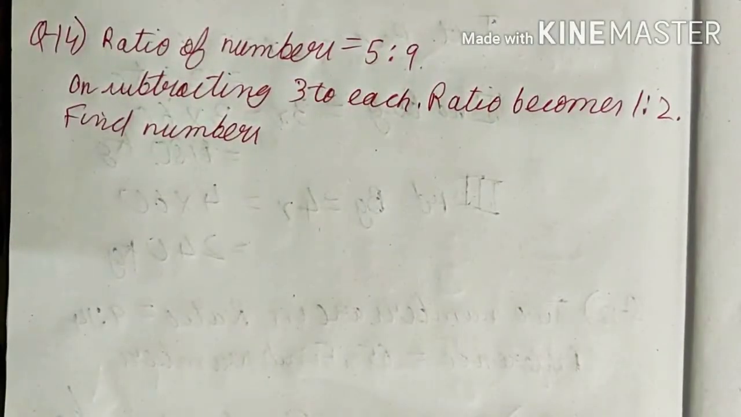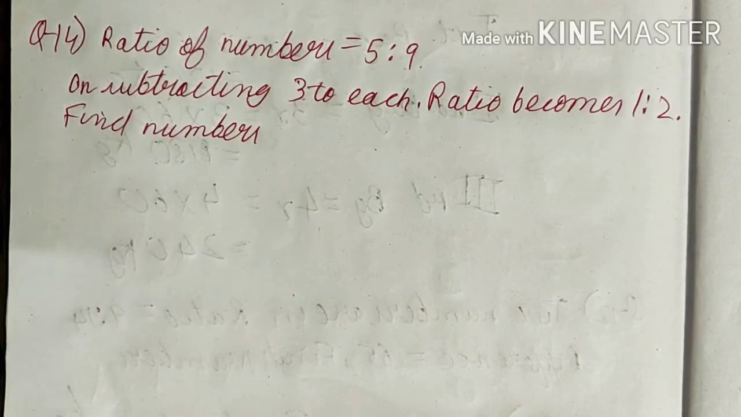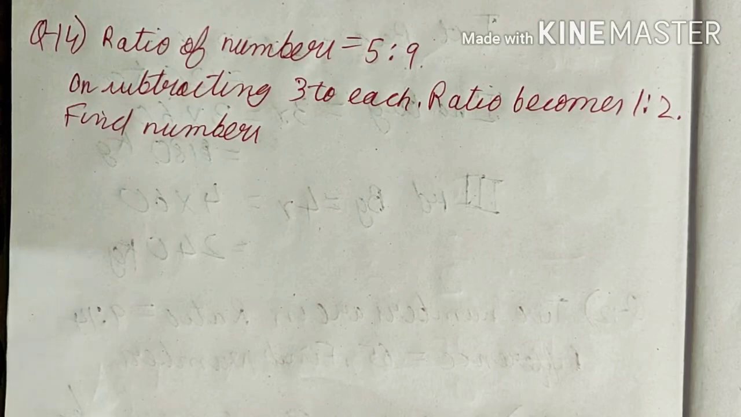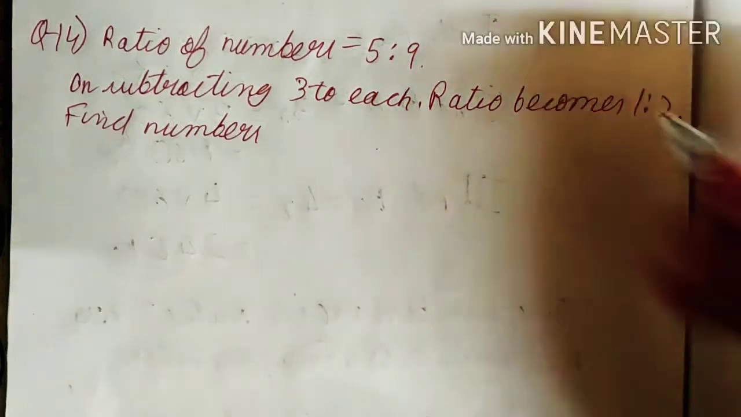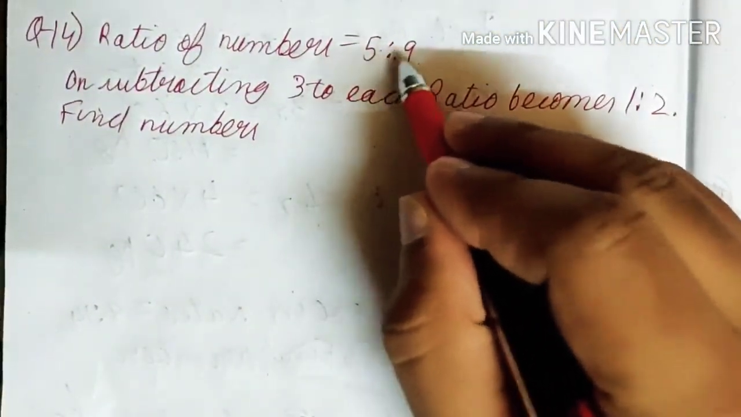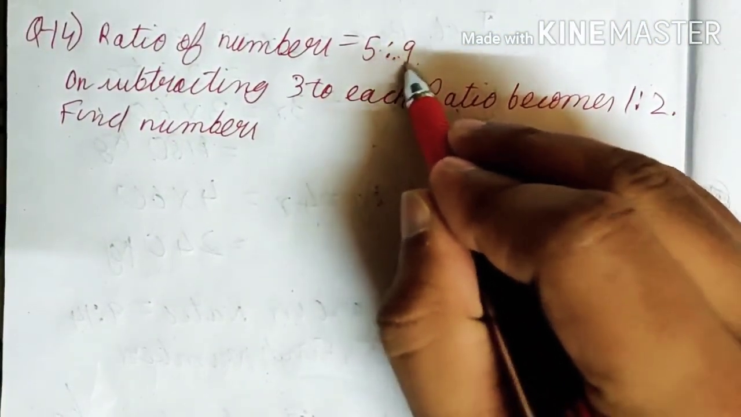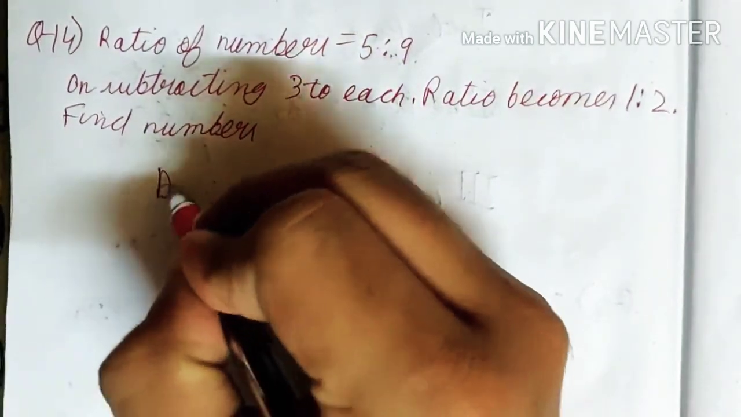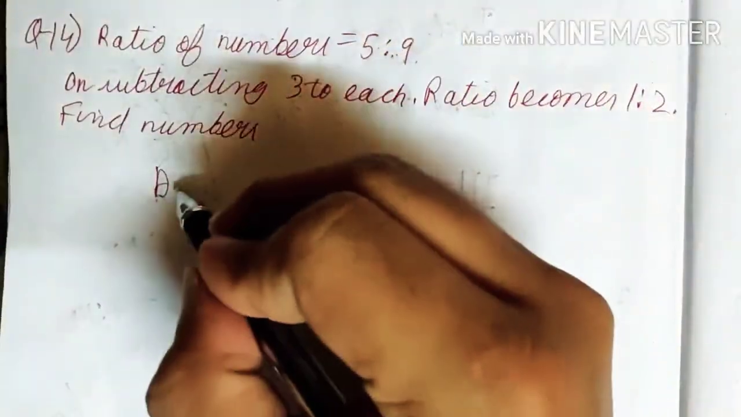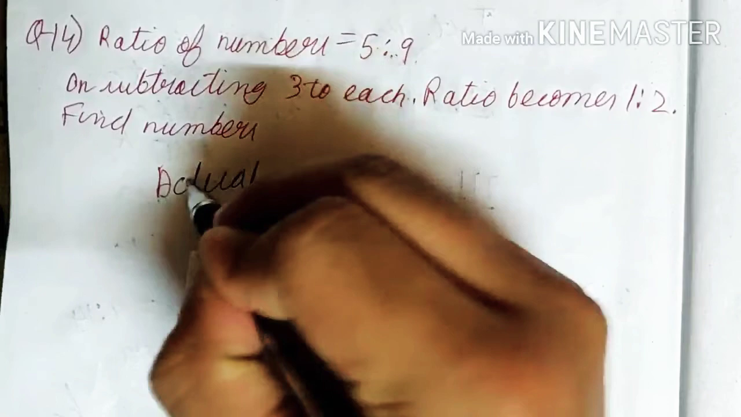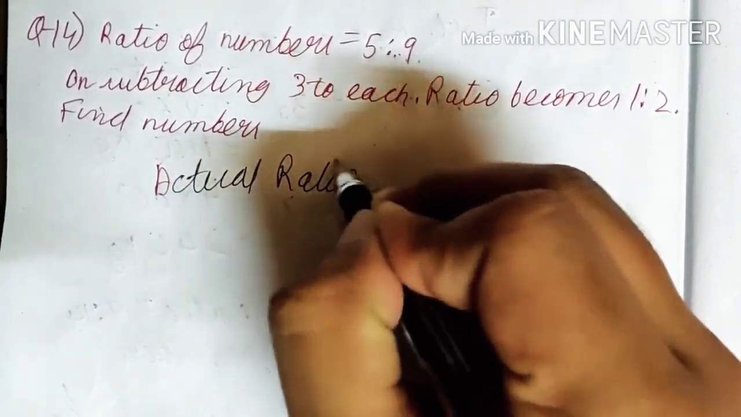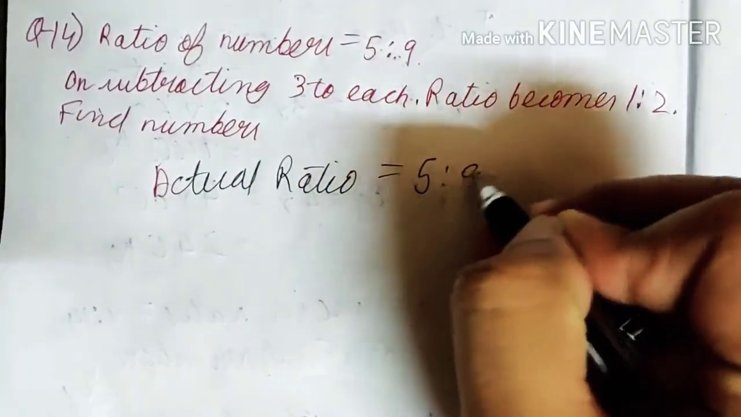Next question says that the ratio between the numbers is 5 is to 9. On subtracting 3 from each, the ratio becomes 1 is to 2. Find the numbers. So this was the actual ratio. The ratio of the numbers is given. Actual ratio is this. Here, actual ratio is 5 is to 9.